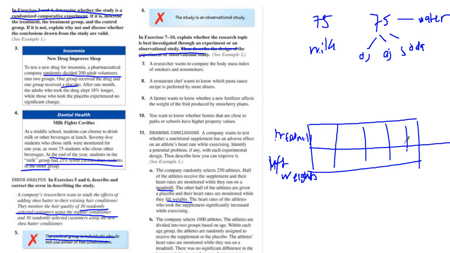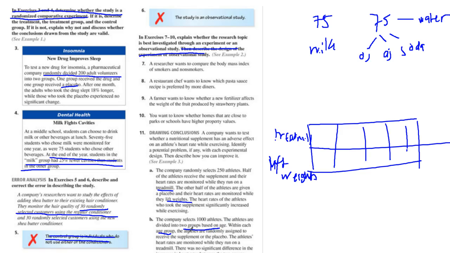The company selects 1,000 athletes this time. The athletes are divided into two groups based on age. Automatic flaw right there. Within each age group, not an automatic flaw. See, if I wouldn't have read it again, I would have not seen that it's within each age group.